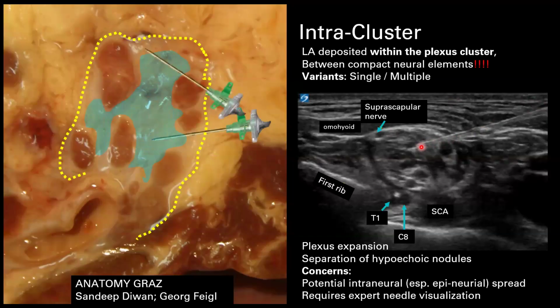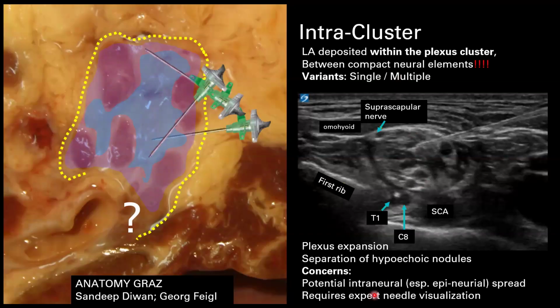But what about the other areas? Then it came as multiple intracluster injections. The initial one was a single injection. When the flow was limited, they started doing multiple intracluster injections, giving local at various points. But then what about the corner pocket? The corner pocket was not being covered, so there was sparing of C8 and T1. That was the problem with the intracluster injections.